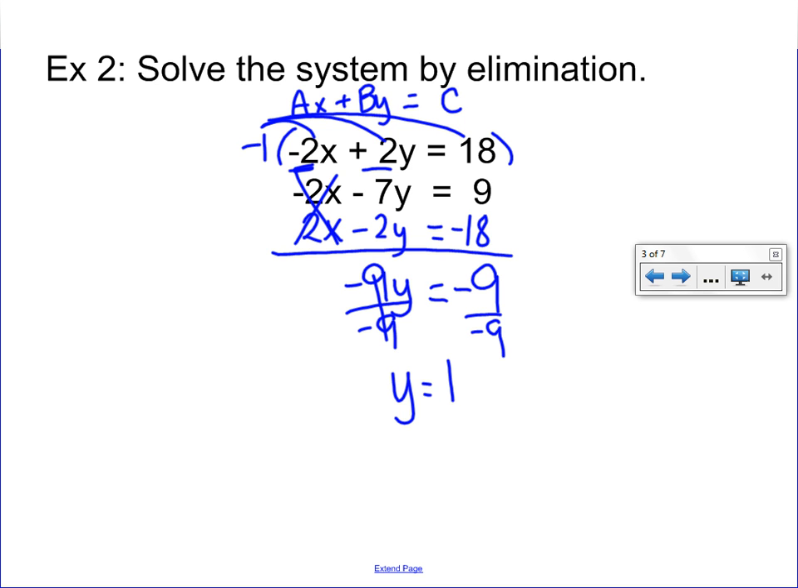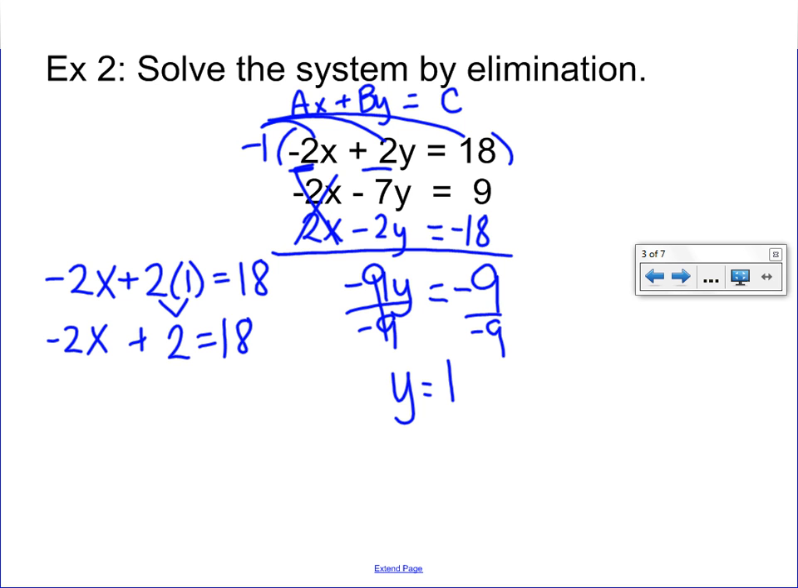Now that I know what y is, I'm going to plug it into the original. So I'm just going to plug it into the top equation. -2x plus 2, instead of y, I'm going to put 1 equals 18. 2 times 1 is 2, and I'm going to bring everything else straight down.